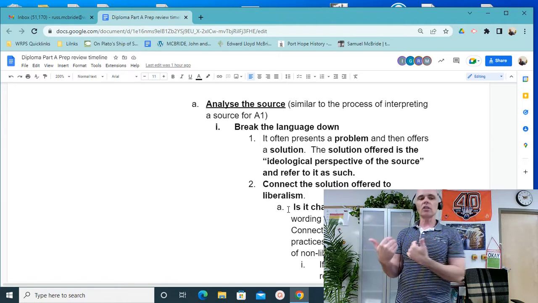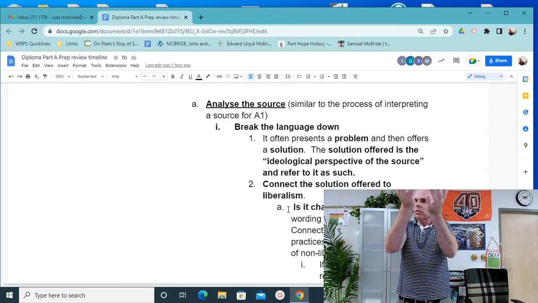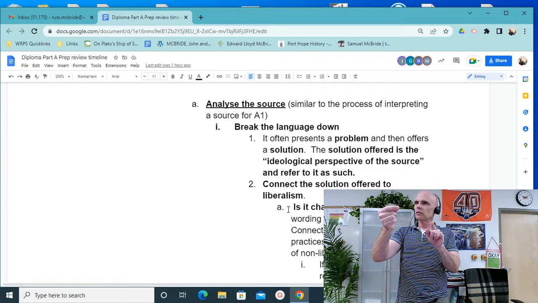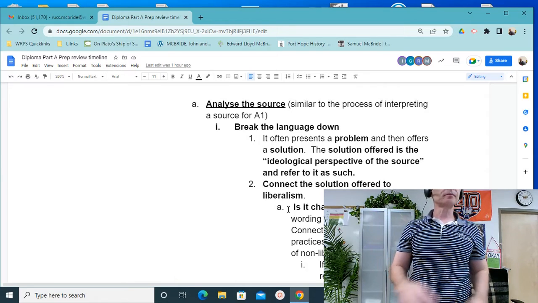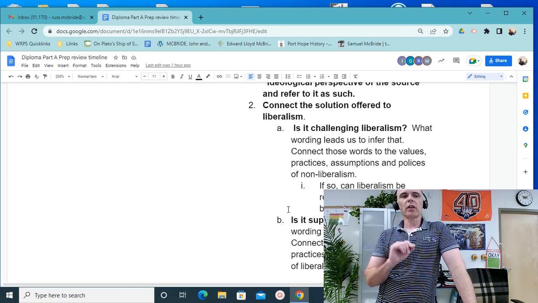And what is the ideological perspective? It is whatever solution that they're offering to solve the problem. And we're going to connect that solution to liberalism. Same thing we did with an A1. Is it challenging liberalism or is it supporting liberalism?